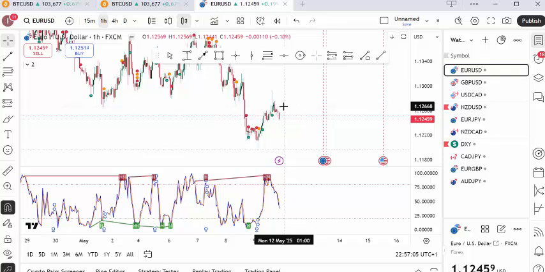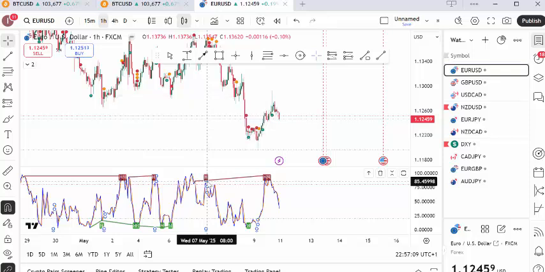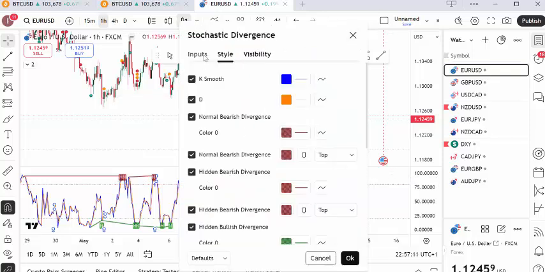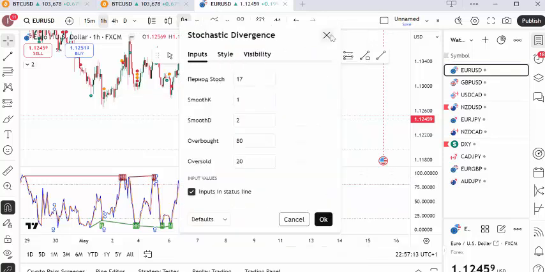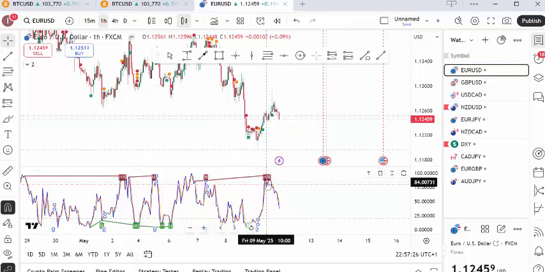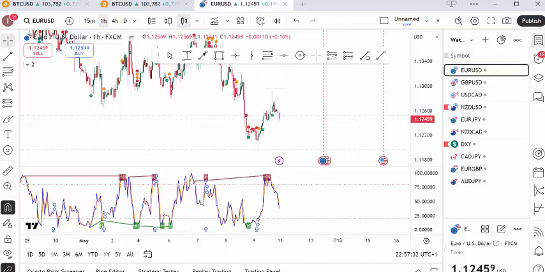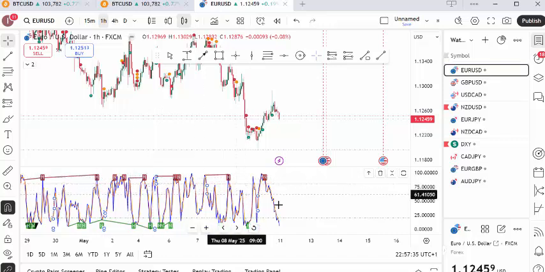If you decide to add a stochastic RSI, your initial stoch value might be 14 or 13. I just set mine to 17 because I don't want too much noise. If your values are low, you have a lot of noise. For example, if I put my value at 5 or 6, look at what happens. You have too much noise.